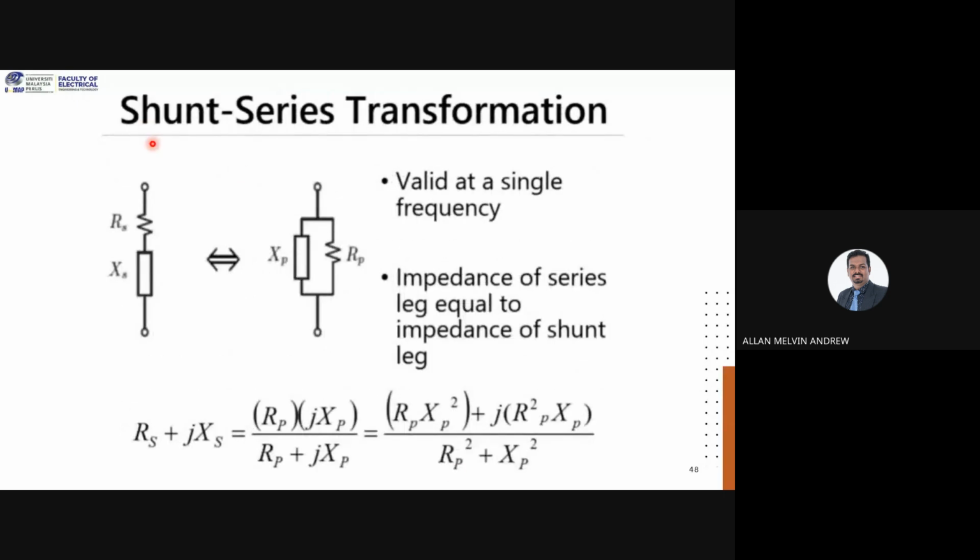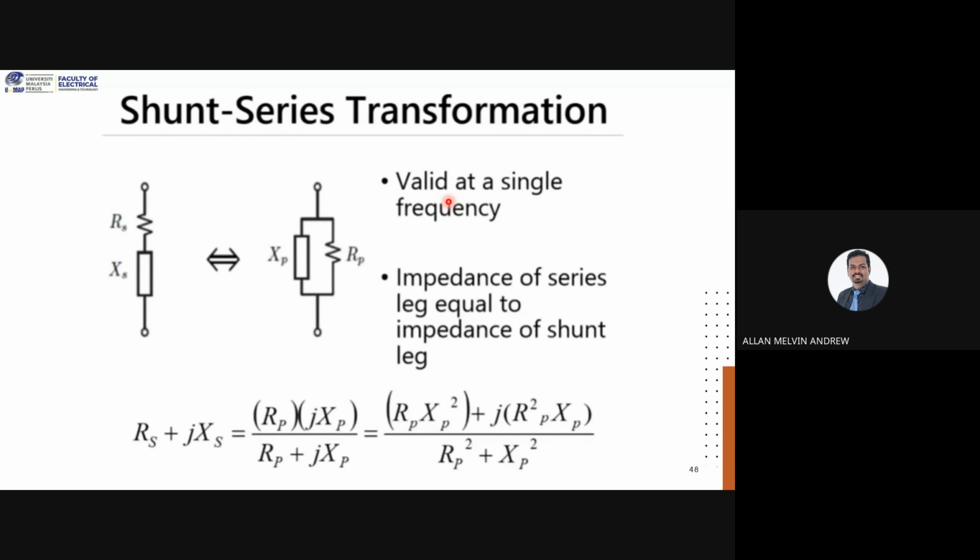Okay, shunt-series transformation. So we also can transform between them. This is a series, because it's connected in the same wire, and this is a shunt. So you have the same input, then you divide it into two. Then once it is doing whatever it's supposed to do, it will combine back. So this circuit we call a shunt circuit, and this is a series circuit.